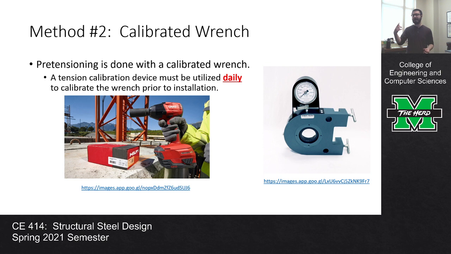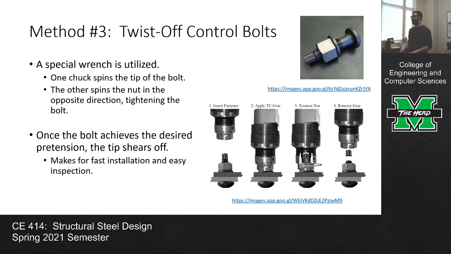So, impact wrenches, if you've ever used an impact wrench, they're very quick to use, they're very convenient, but in order to meet the spec, you've got to do this as well. All right, a couple of the other nifty methods out there. One of them is called a twist off control bolt. So we had talked about this a little earlier.